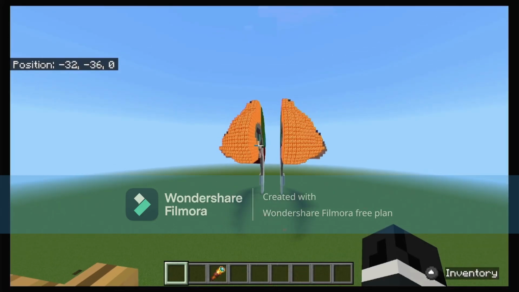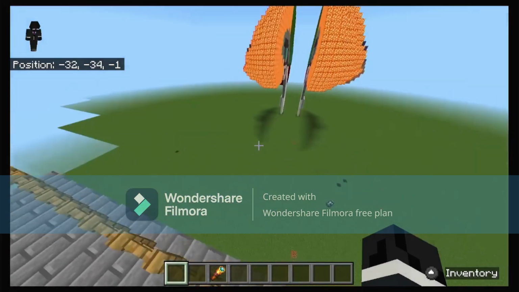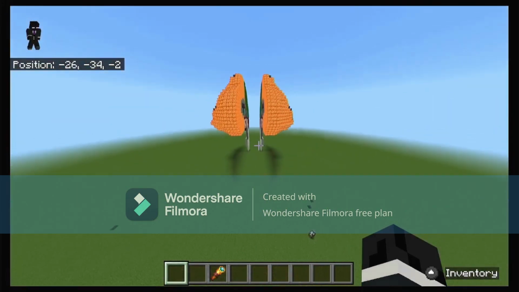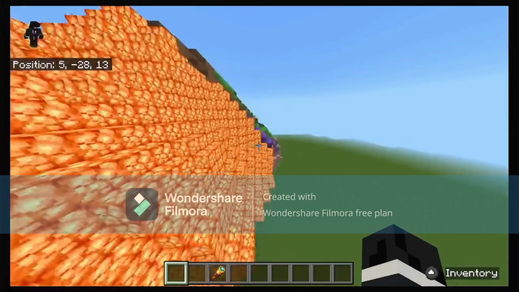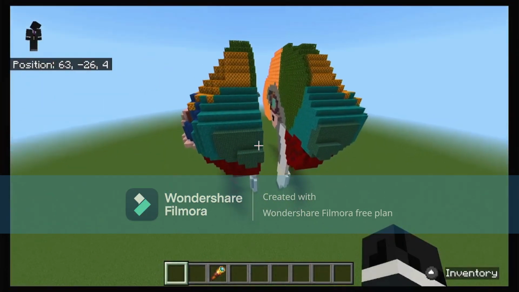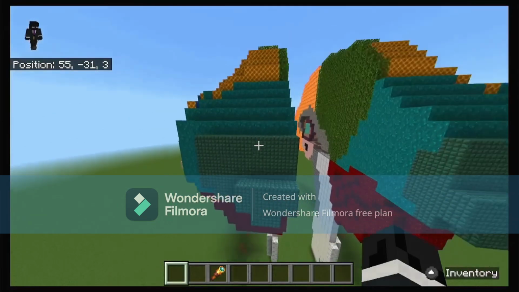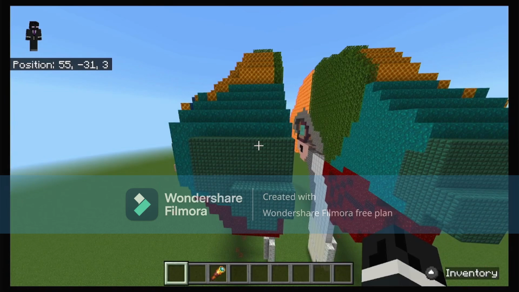Caleb and I built a brain in Minecraft. And we're going to start from the very back of the brain and work our way up, and then finish off with the spinal cord and all that area.